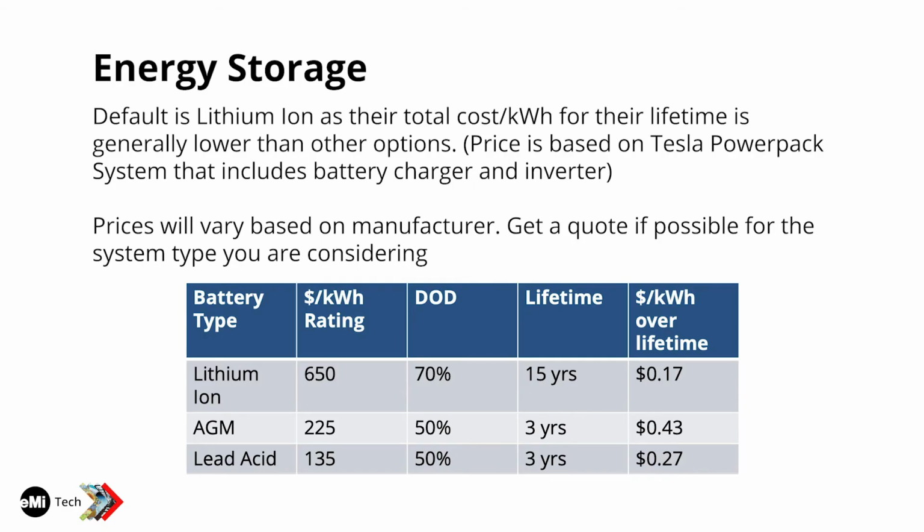And then you can see that lithium ion, because it can do that lifetime of 15 years at 70% depth of discharge, the total dollar per kilowatt hour over the lifetime is actually much less than these other options. So that's my go-to option right now. We're getting pricing from Tesla Power Pack that is in that price range. So the price that's in the spreadsheet is based on the Tesla Power Pack.